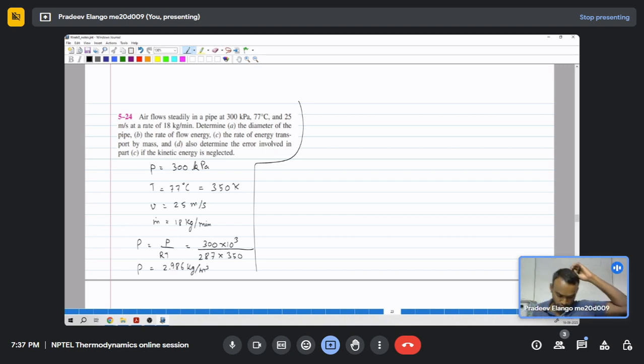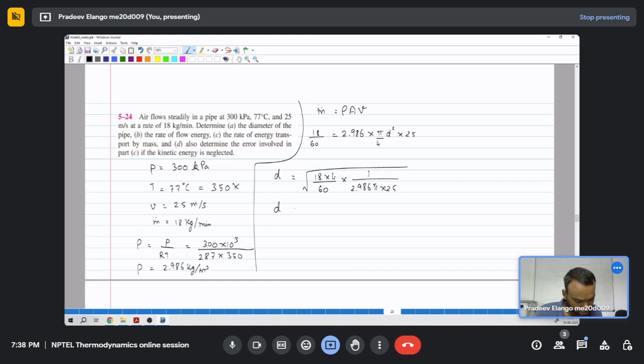Now we can calculate m dot, which is rho into A into V, velocity. m dot is given as 18 kilogram per minute, so it is 18 by 60 in kilogram per second. Rho is 2.986 kilogram per meter cube, and for area we have pi by 4 d square, and velocity is 25. So d is 18 into 4 by 60 into 1 by 2.986 pi into 25.